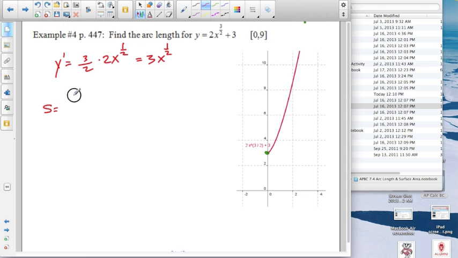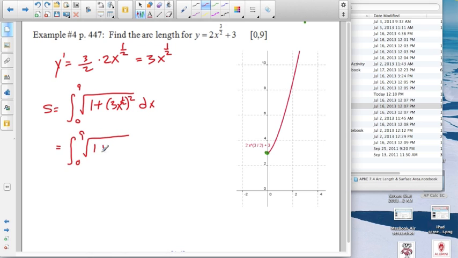The expression for the arc length is, we're going to integrate from 0 to 9. Those are the limits of integration. And it's going to be the square root of 1 plus the derivative squared. So we've got to remember to square this: 3x to the 1/2 squared dx. When we're looking at integrating this, the best thing to do is really to simplify it a little bit. I'm going to go ahead and square this. This is 9x. So we've got 1 plus 9x, the square root of 1 plus 9x dx.